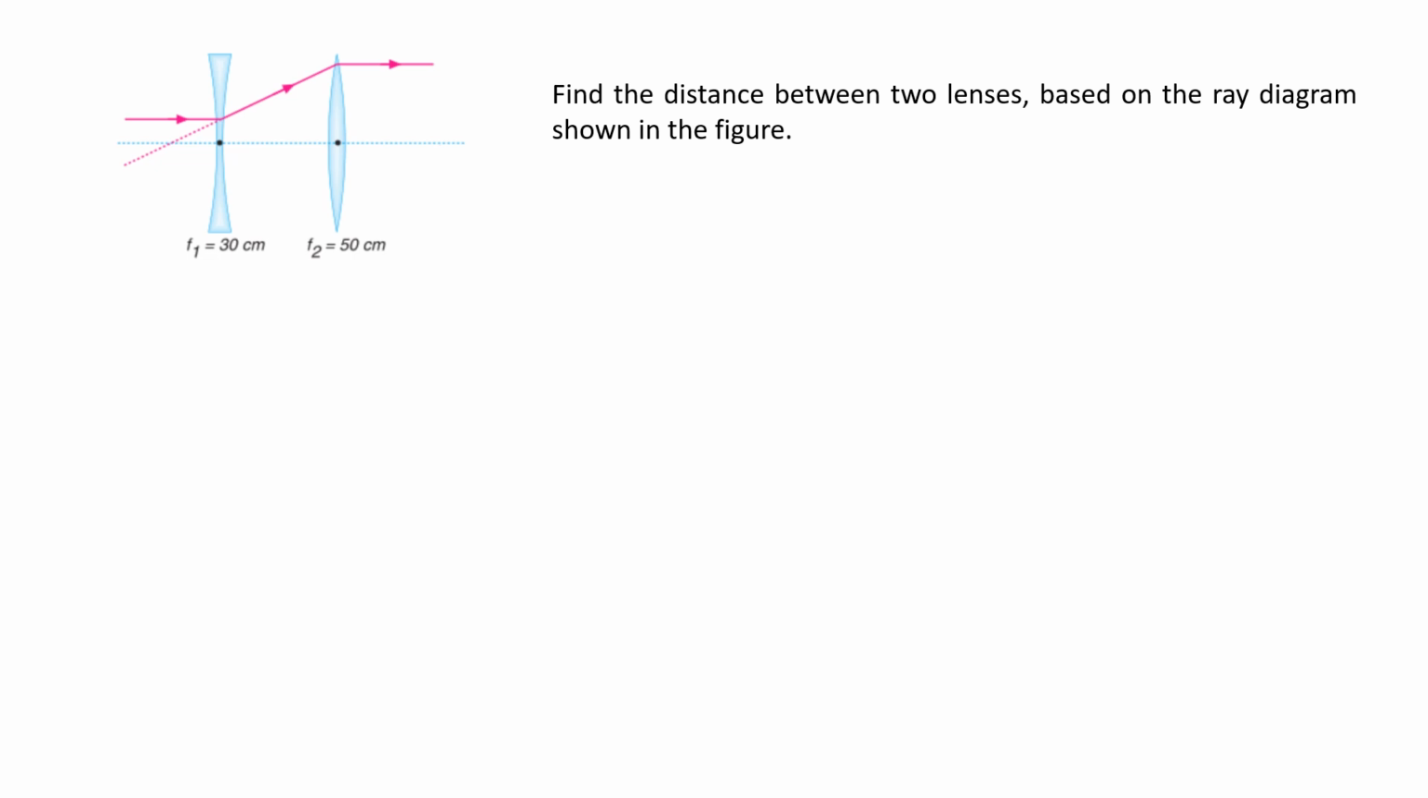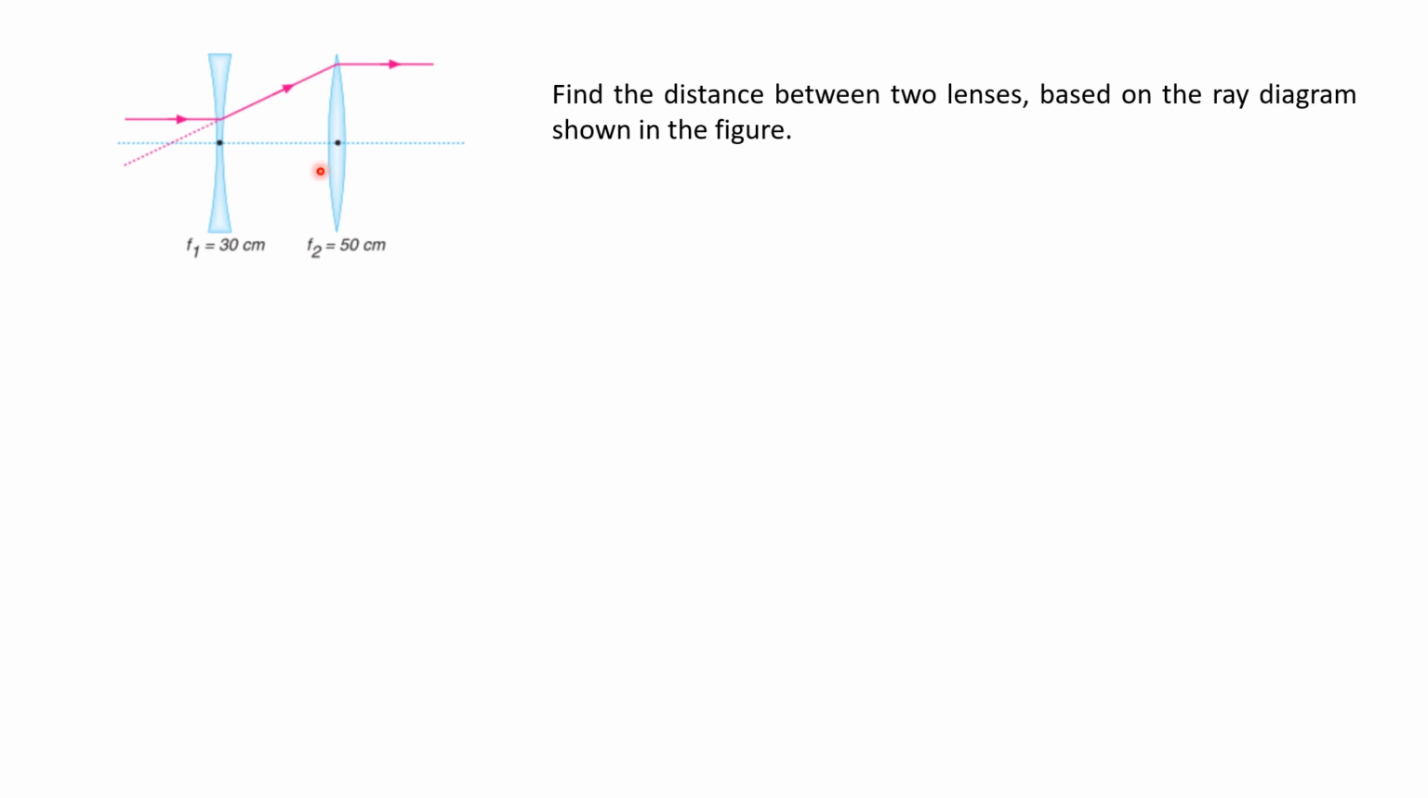Hello everyone. Today we're going to consider a very simple lens problem. We are given a system of two lenses and the light ray that passes through them. The first lens is a divergent lens, or concave lens, with a focal length of 30 centimeters, and the second lens is a convergent, or convex, lens with a focal length of 50 centimeters. Based on this ray diagram, we have to find out what's the separation between them.